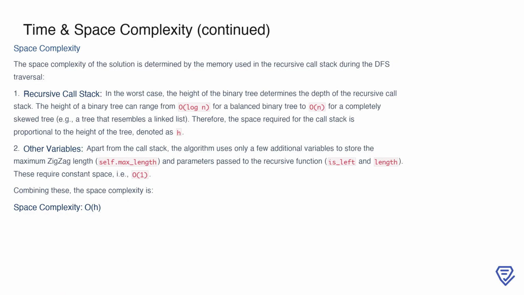Now let's look at the space complexity. The primary factor affecting space usage is the memory required for the recursive call stack during the depth-first search traversal. The depth of this call stack is determined by the height of the binary tree. In the best-case scenario, for a perfectly balanced tree, the height is O(log n). However, in the worst case of a completely skewed tree, where the tree resembles a linked list, the height becomes O(n). Aside from the call stack, the algorithm uses only a few fixed variables, such as self.max_length and the parameters passed to the recursive function, which require constant space, or O(1). Therefore, the overall space complexity is O(h), where h represents the height of the tree.